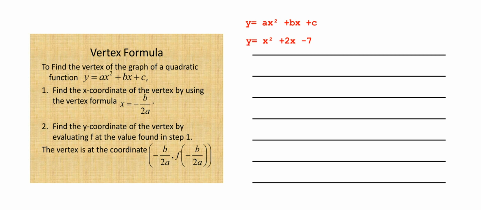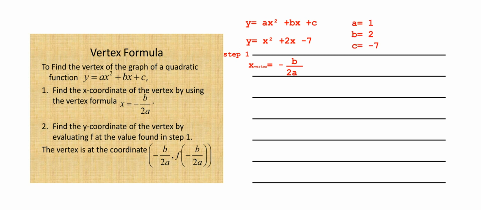And let's use the previous example, just so you can see it's much easier if you know the formula. So y equals x squared plus 2x minus 7. Highly recommend you get used to writing a equals, b equals, and c equals. We'll do that in a minute. Otherwise, x vertex equals negative b divided by 2a.